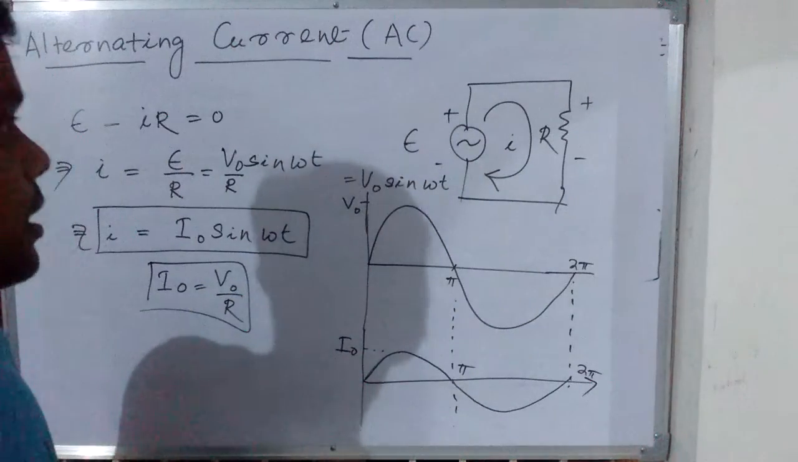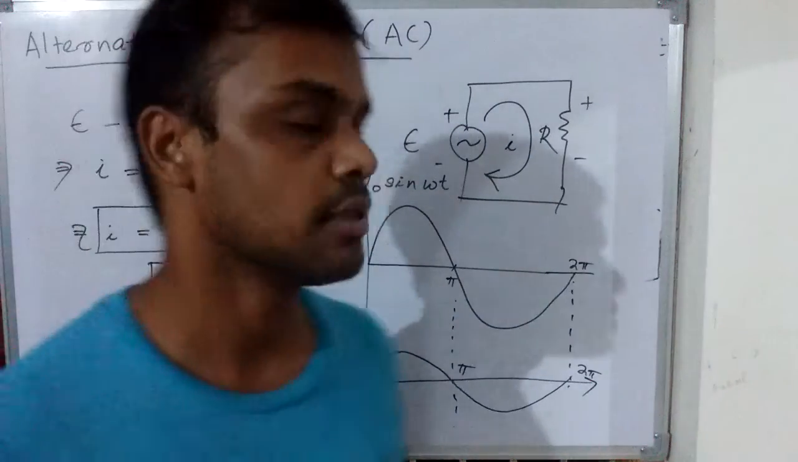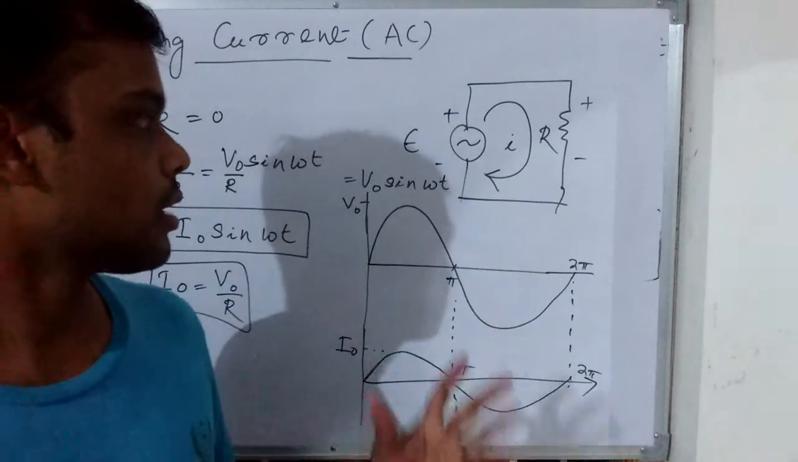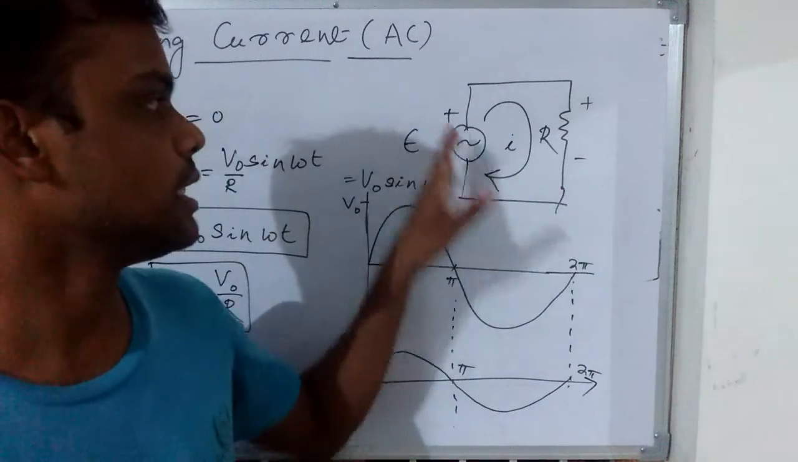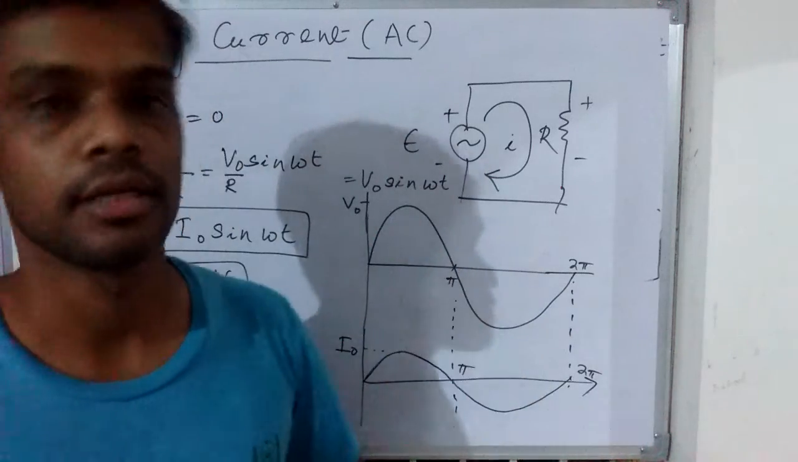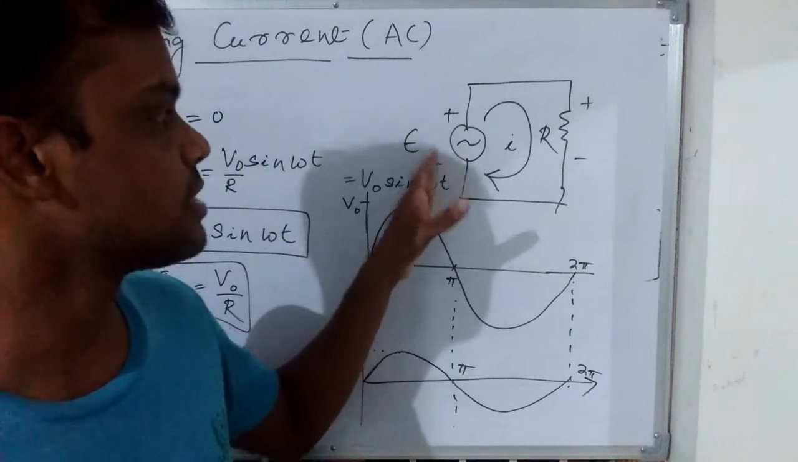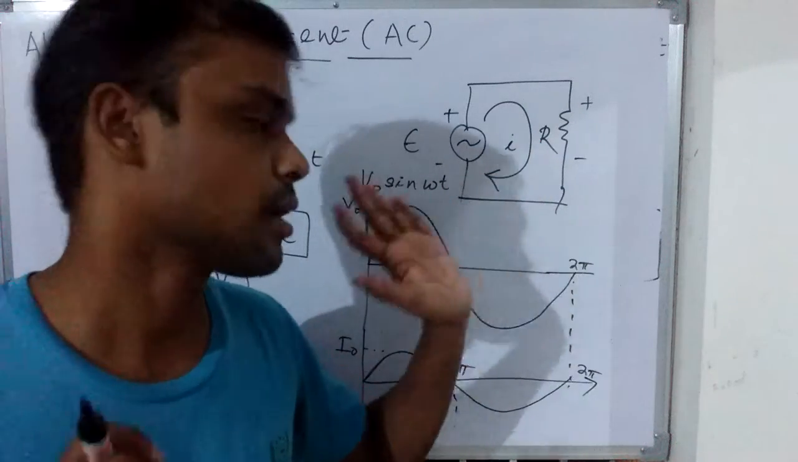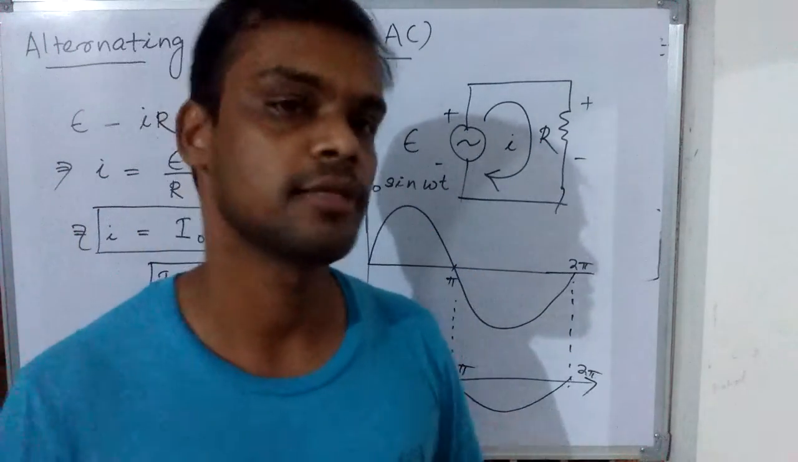So much for this class. In the next class we shall discuss the power consumed by the resistor in an AC circuit. That means if an AC voltage is applied, how much power will be consumed by this resistor R. In the next class we shall discuss it.